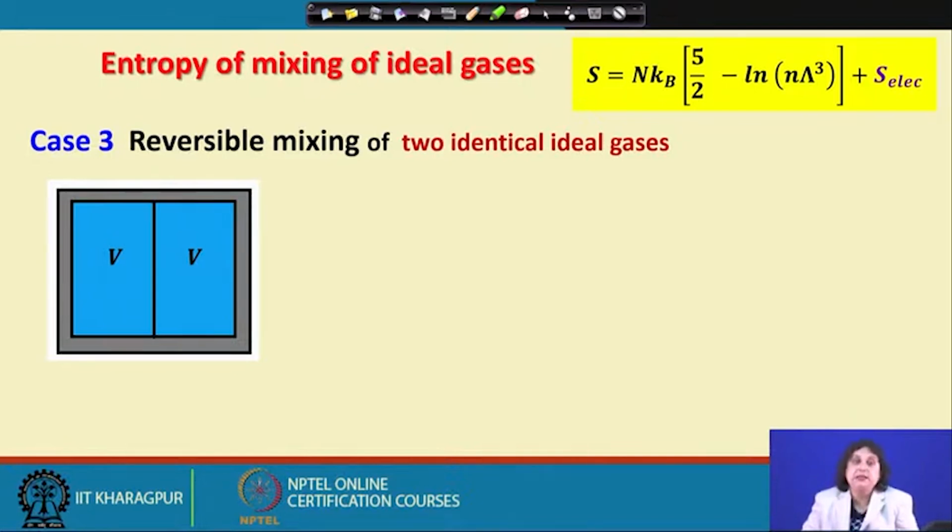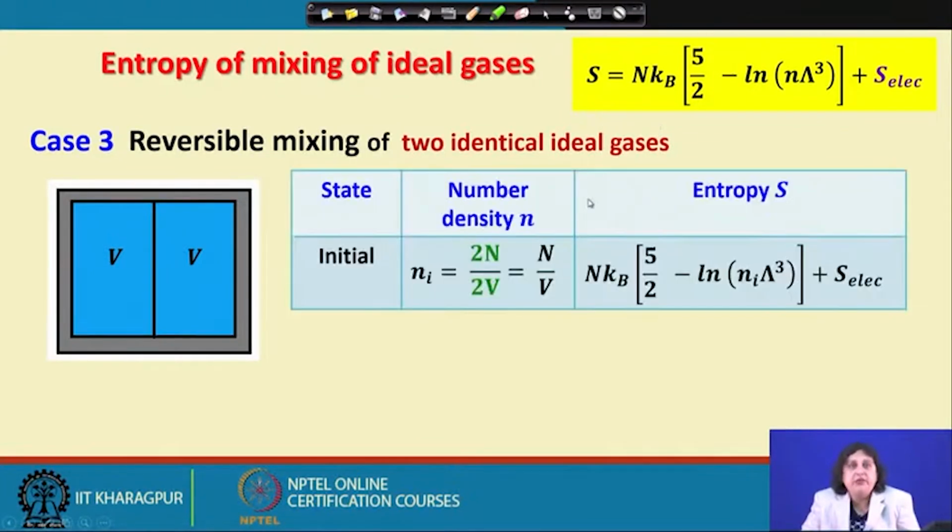Since both the gases are the same and you have not done anything from outside other than just removing the partition, you do expect that there should not be any change in entropy, or in other words, delta S is going to be 0. Now, let us see what is predicted by the Sackur-Tetrode equation.